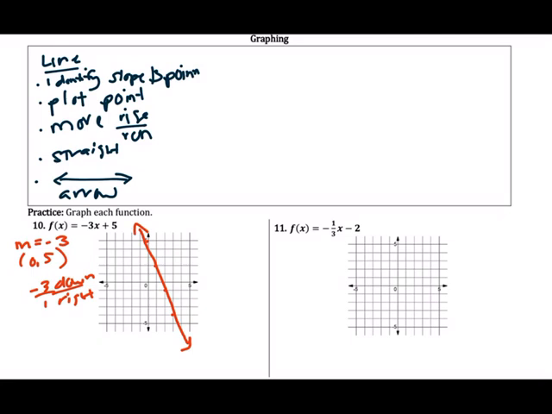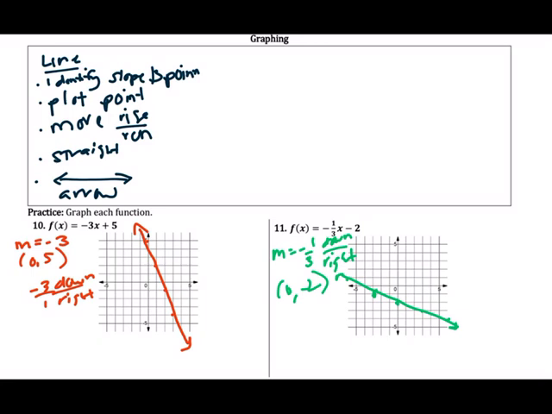Why don't you go ahead and pause the video and work through number 11 on your own. So we have a slope of -1/3, so down 1, right 3, and we have the point 0, -2. So I'm going to plot my points, and then I'm going to connect the dots and make sure I have arrows on the ends. And there we go. So when you are graphing the equation of a line, make sure that you find the slope, a point, plot the point, use the slope, connect the dots. Make sure you have arrows on the ends.